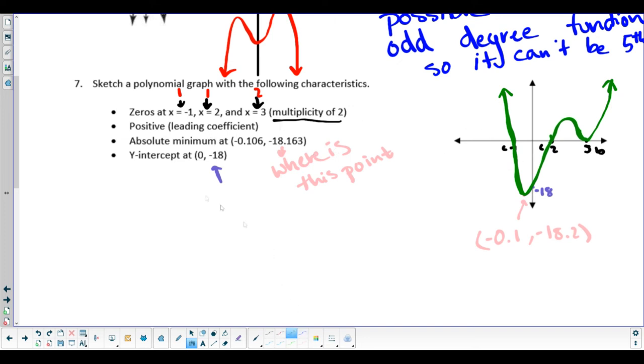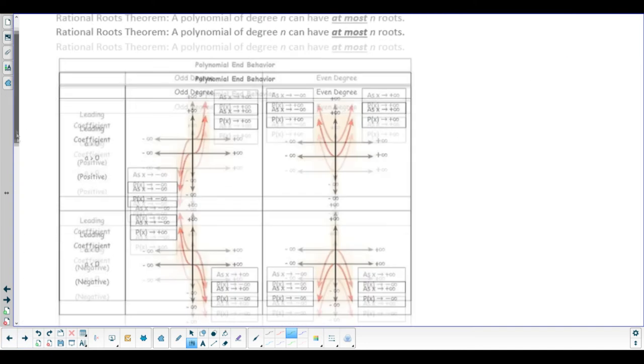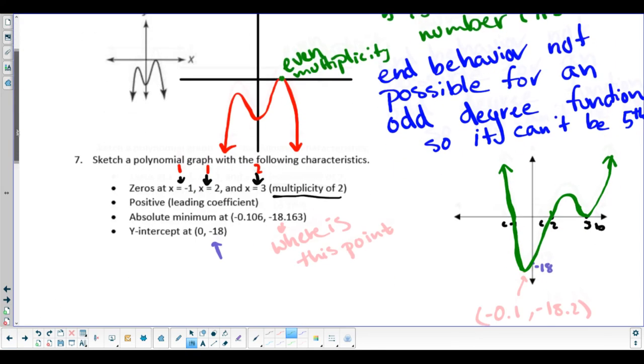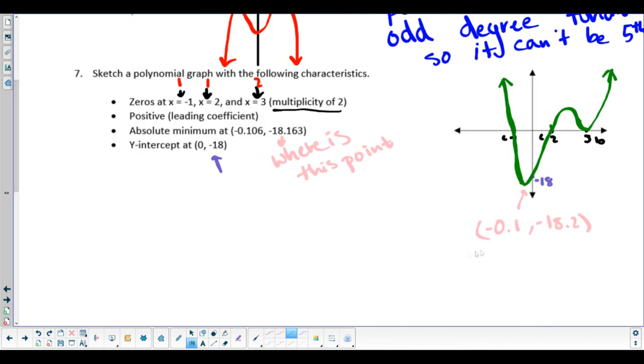and it has a positive leading coefficient, because if I look at my end behavior right here, it looks like this, right? It looks like an upward facing shape, and on both ends, I'm going up. So this works. Nice. Right.